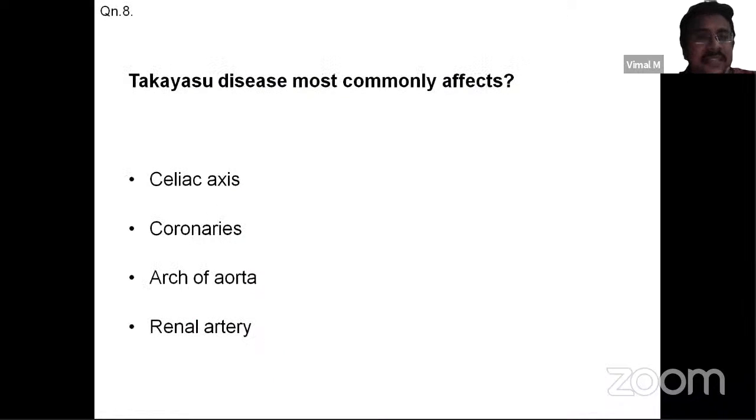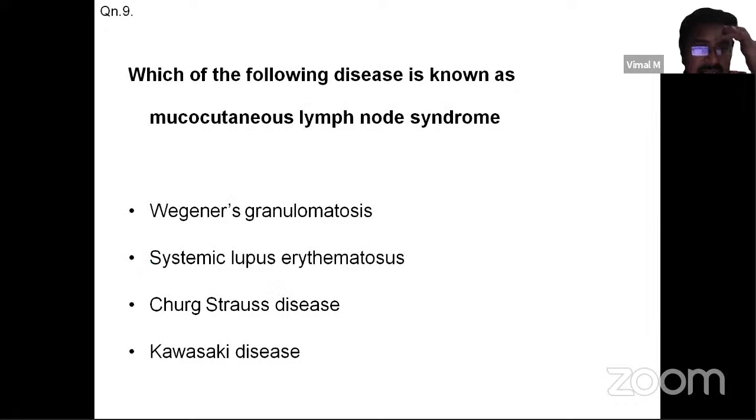So the answer for the question is Takayasu disease most commonly affects the arch of aorta. So only it is called aortic arch disease. Aortic arch disease. Now the next question.